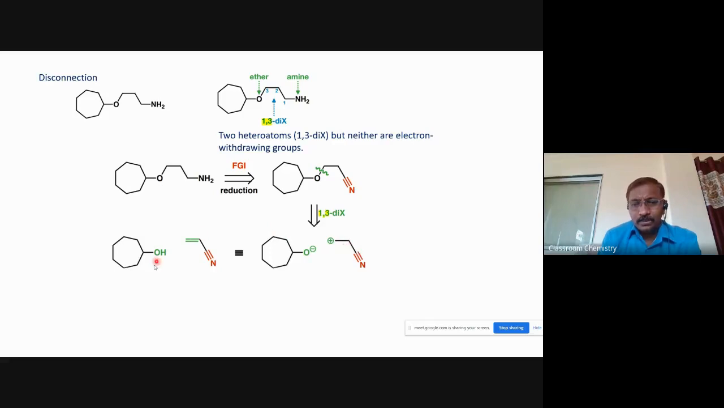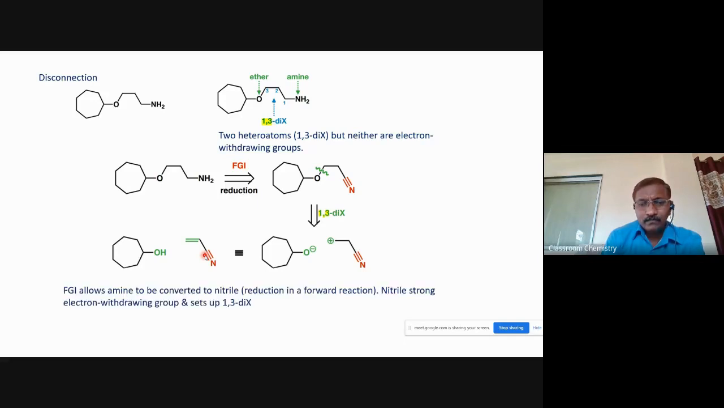Okay. So in this way, we have obtained a Michael addition over here. The functional group allows amine to convert to nitrile, and nitrile is strongly electron withdrawing, so it can give a 1,3 difunctionalized Michael addition.